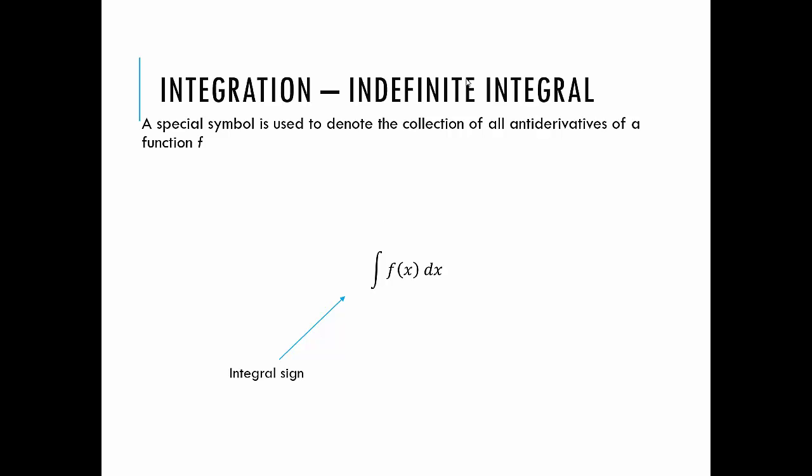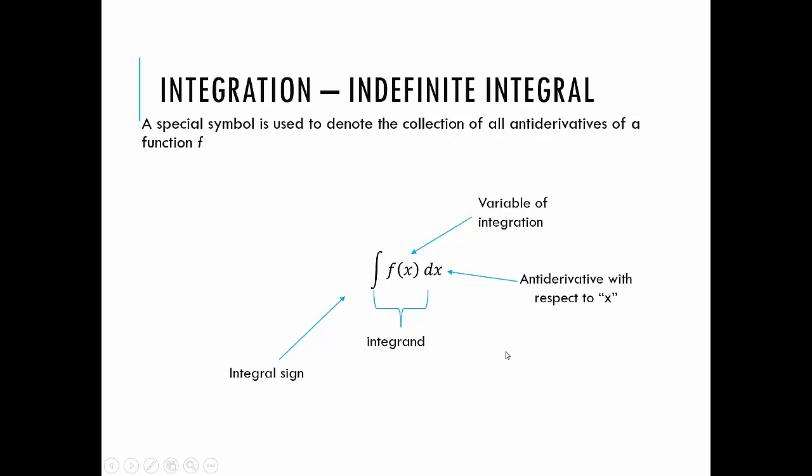All right, there's different notation that you will see for antiderivatives, which is also the process of integration. So an indefinite integral uses this special symbol, looks like a little s here. Okay, so this is the integral sign. This piece in here is the integrand. I have my variable of integration, my x, and then my antiderivative with respect to that particular variable.